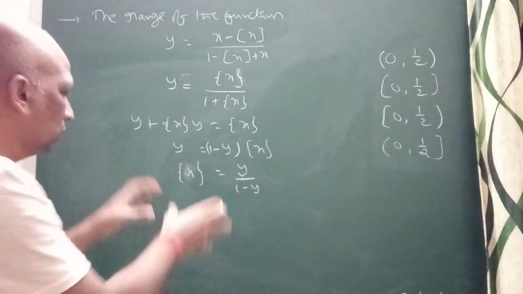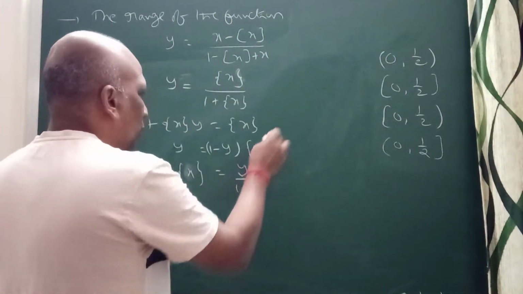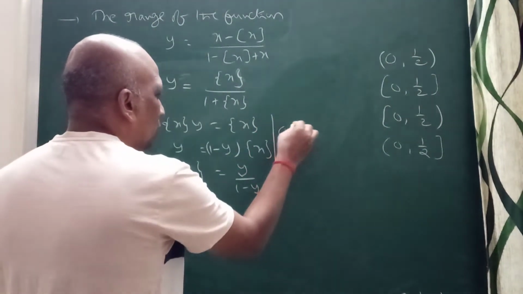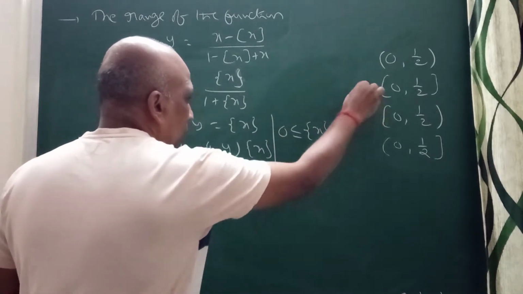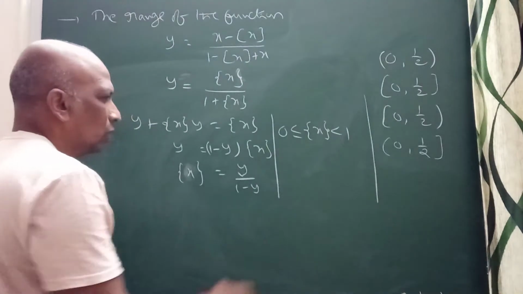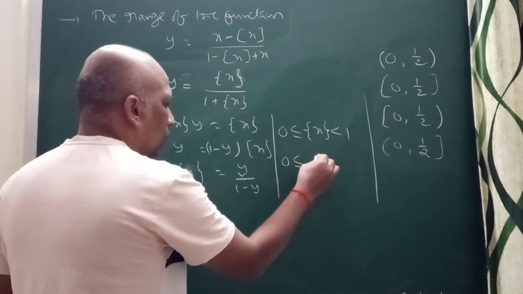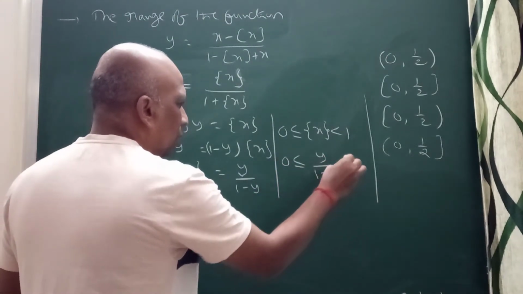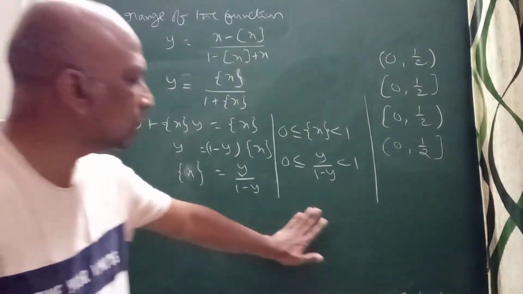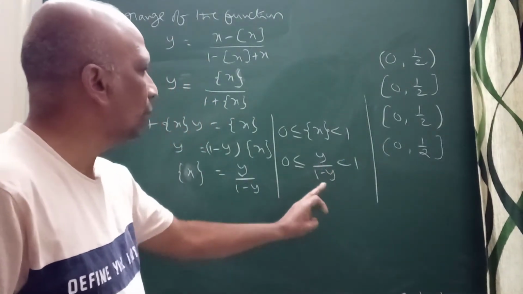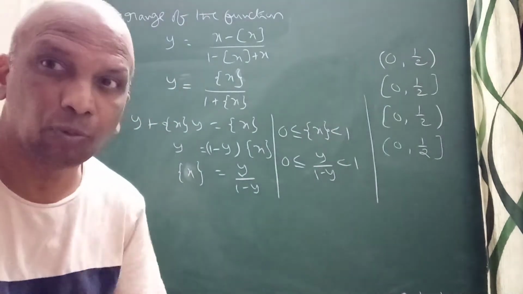But we know the fractional part of x may be 0 or between 0 and 1. So always remember 0 less than or equal to the fractional part of x less than 1, correct? So that means you will get 0 less than or equal to y by 1 minus y less than 1. You will remember this one.